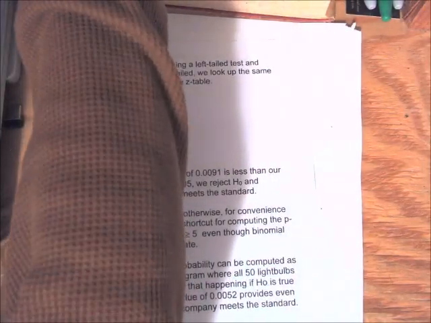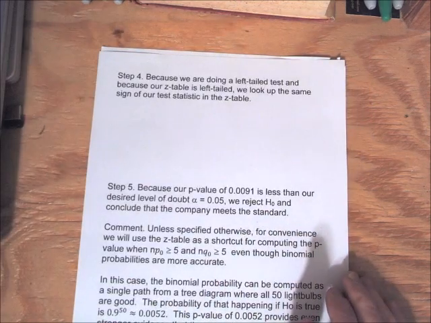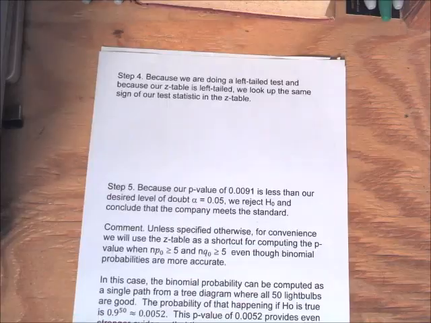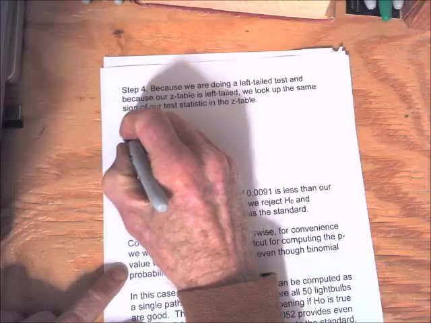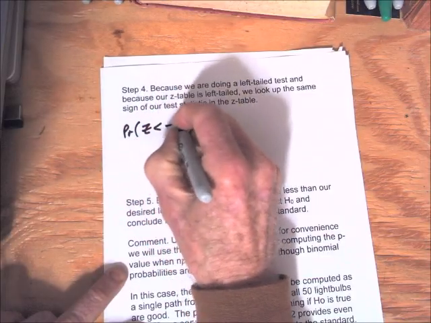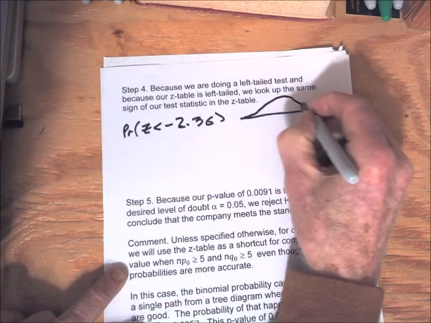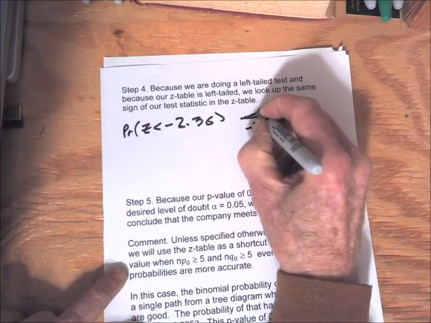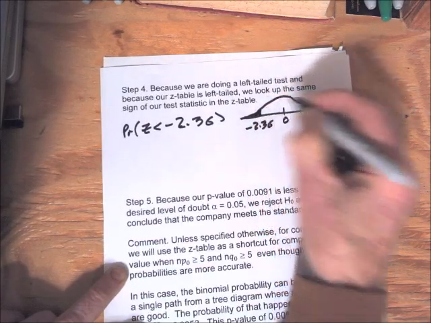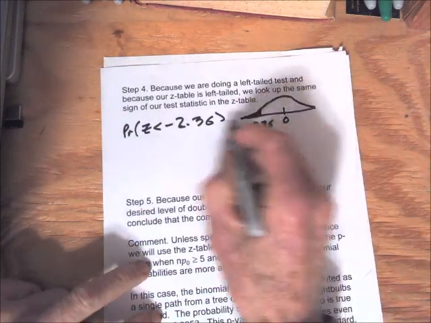Because we're doing a left-tailed test, and because our z-table is left-tailed, we want to look up the same sign as our test statistic. So we want to look in row negative 2.36 of the z-table. We want the probability z is less than negative 2.36. So the picture looks something like this. A z-score of 0 is in the middle. Negative 2.36 is pretty far out there. And so we want this part of the bell curve, and the probability corresponds to the area of the shaded area.